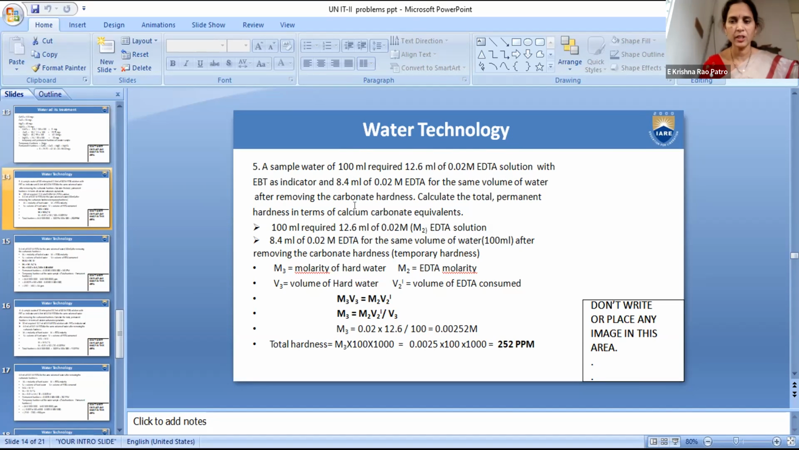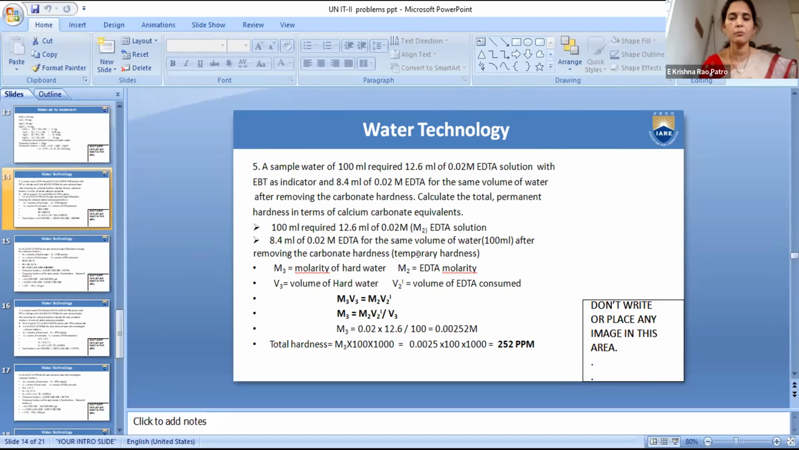So everybody has taken the first formula, M1 V1 is equal to M2 V2. Now write down M2 is equal to M1 V1 by V2.